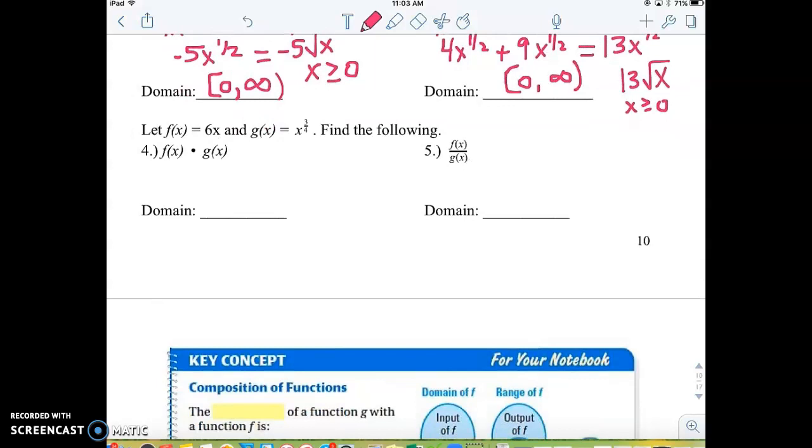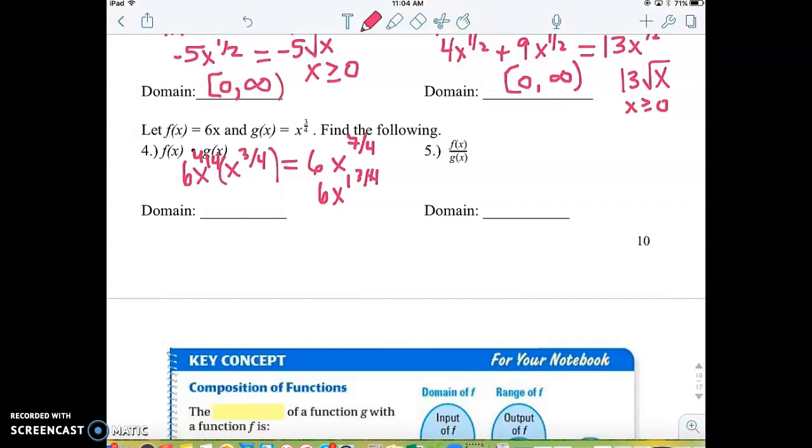All right, so the next one says f of x times g of x. We're going to find the following. So if f of x is 6x times x to the 3/4, well, we know it's 6. For the x's, when you multiply the same base, you add your exponents. So 1 plus 3/4 would be 1 3/4, or as an improper fraction, that's 7/4, because remember 1 would be 4/4. So 4/4 plus 3/4 gives you 7/4, or 6x to the 1 3/4.